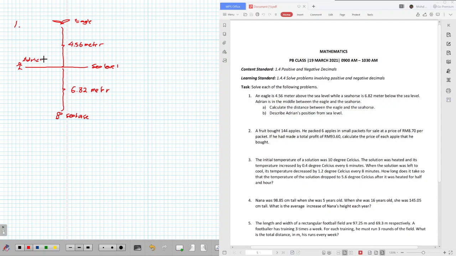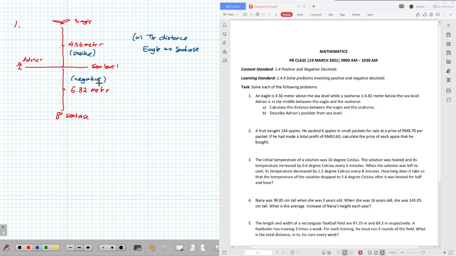Then the first question will be A: calculate the distance between the eagle and the seahorse. So how to calculate the distance? As you can see here, we assume that we are on a timeline, on an axis. Above the axis, above the sea level, will be a positive value, and below the sea level will be a negative value.